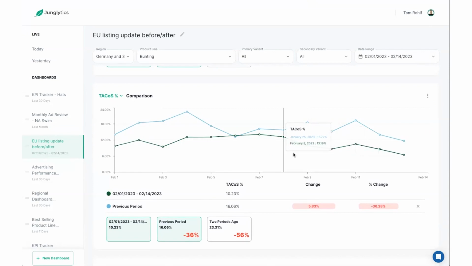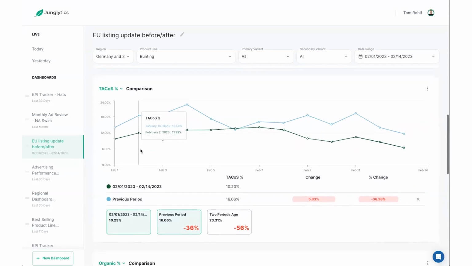I don't think this is going to surprise anyone. You make Germany listings in German, and all of a sudden things start going in the right direction. But Junglelytics in this case has allowed us to quantify exactly how much of a change that made for our business. And it turns out it was massive.